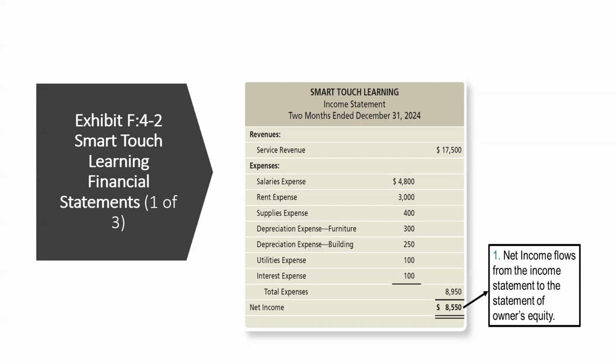Here you see is the income statement for Smart Touch Learning, 2 months ended December 31st, 2024. So here you see the net income at the bottom, 8,550, which will show on the statement of owner's equity.